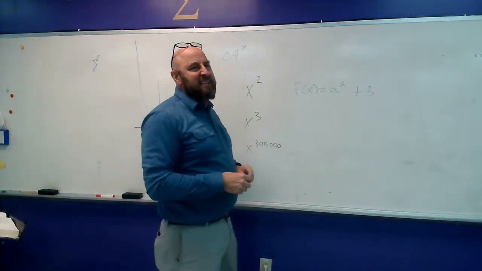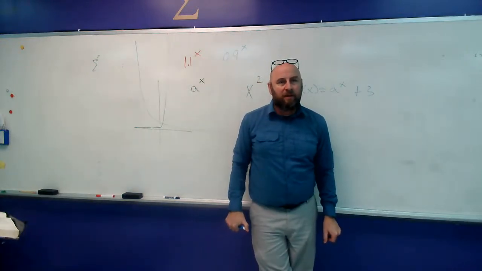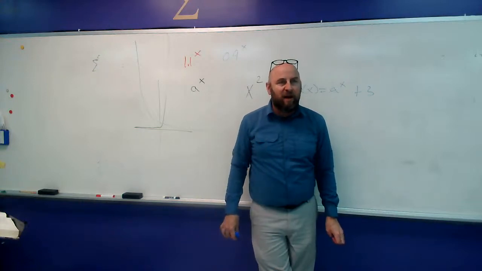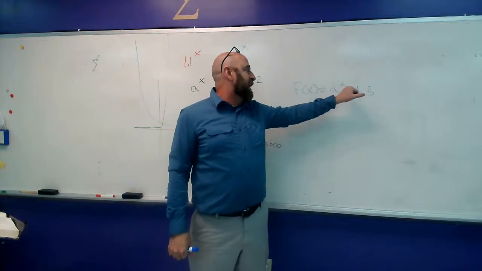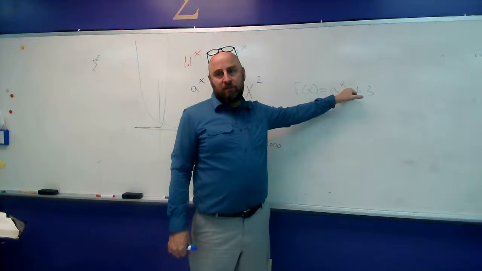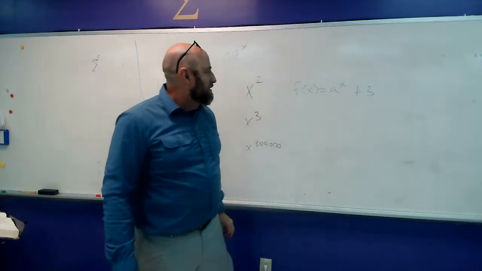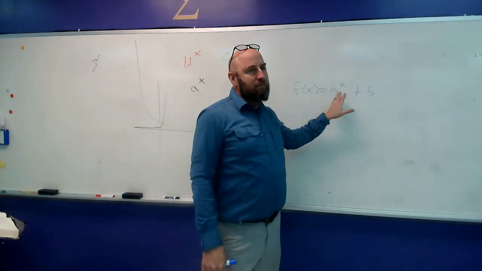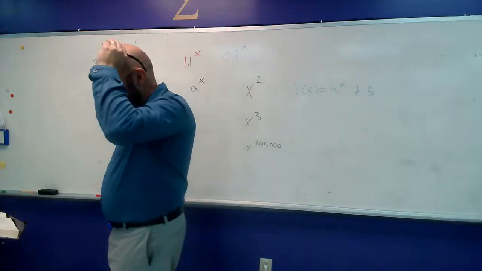Now if a is less than 0, then you've got a whole different ball game. We're not even going to deal with that right now. But a less than 0 is going to change things a lot, because then we care about whether the x is even or odd. It becomes really messy. It might be solvable, but we're just dealing with positive a's between 0 and 1 and greater than 1. That's all we're dealing with right now.